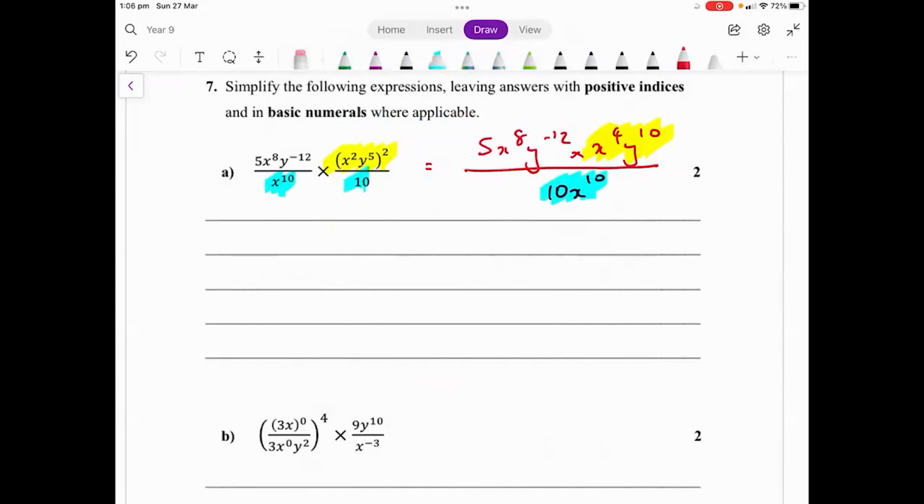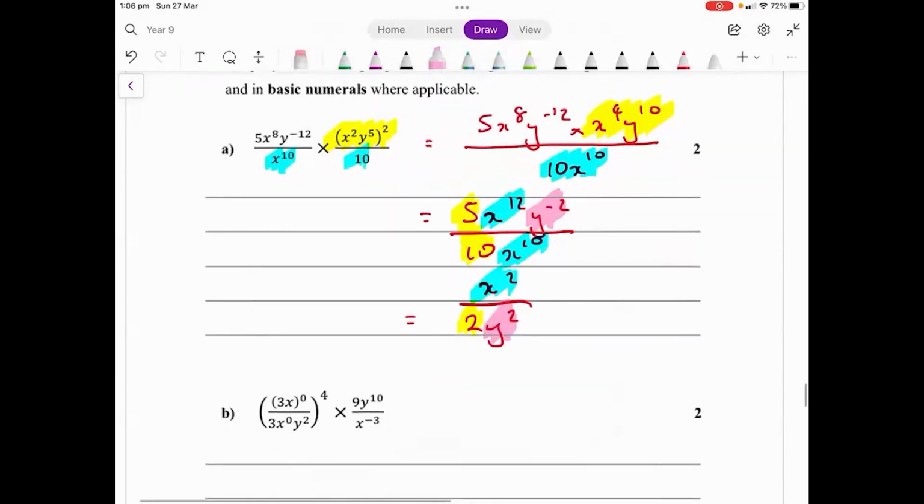Now I'm ready to do the final step and clean up my fraction. 5 over 10 simplifies to 1 over 2. For the x's, x to the power of 12 over x to the power of 10, I subtract the powers. That gets me x to the power of 2. For the y's, there's only one y, and that's y to the power of minus 2. So I need to move that to the denominator to make that positive. So that moves to the denominator and becomes y squared. Final answer, x to the power of 2 over 2y to the power of 2.